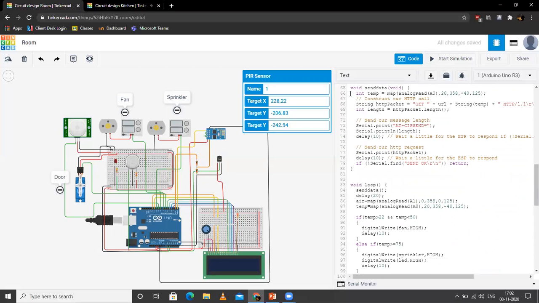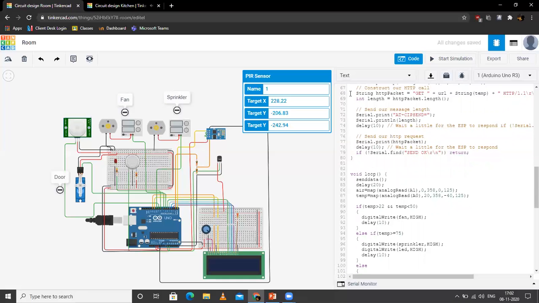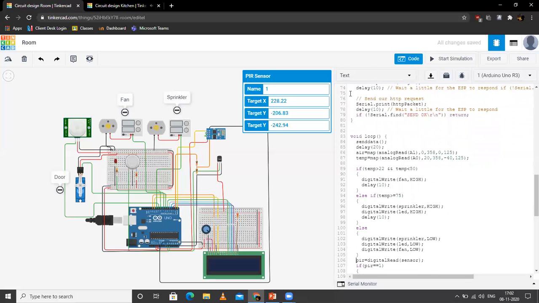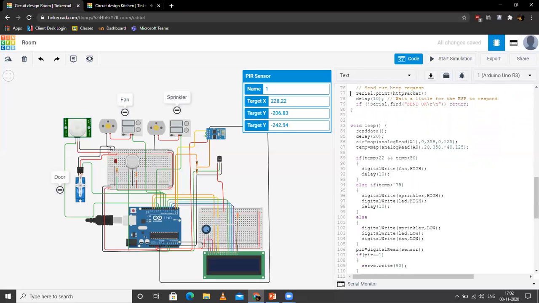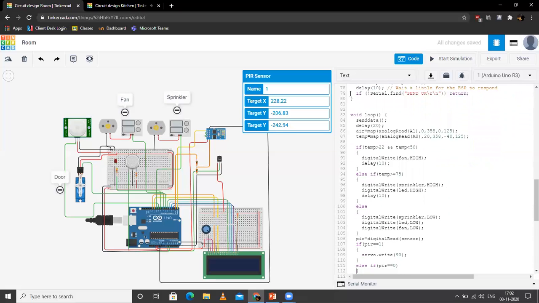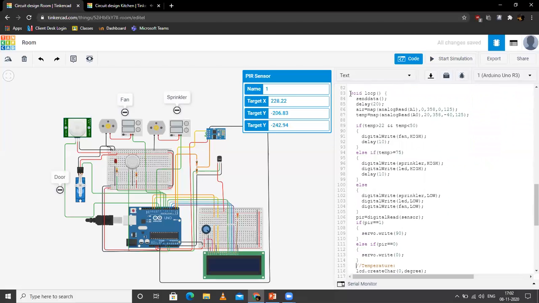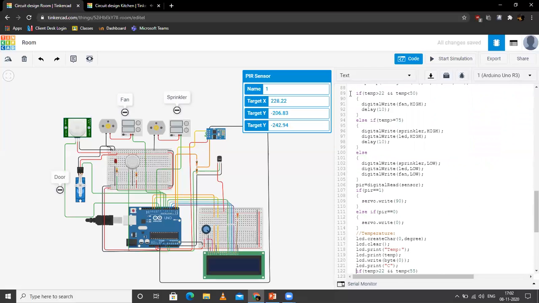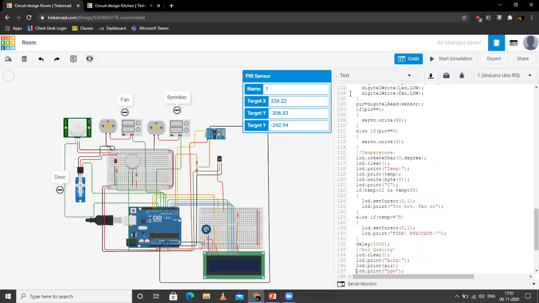And if the temperature is greater than 22 degrees and less than 50 degrees, the fan will be switched on. And if the temperature is greater than 75 degrees, the sprinkler and the LED will be on, which suggests a fire. Otherwise, all of them are off. If the PIR sensor detects motion, it will open the door for the person, because this is an inside room, and it is an automated room. And this is the temperature. This is the LCD showing the data of the temperature.